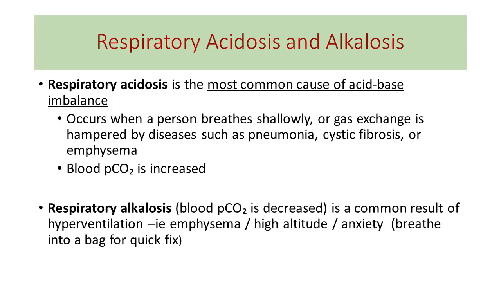Respiratory alkalosis happens when the carbon dioxide in the blood is too low. So if you have not enough CO2 in the blood, remember that CO2 correlates with acidity, so if you have very low CO2, it's going to result in your blood being too alkaline. Your pH has risen above 7.45. So this is what you see when somebody is hyperventilating.